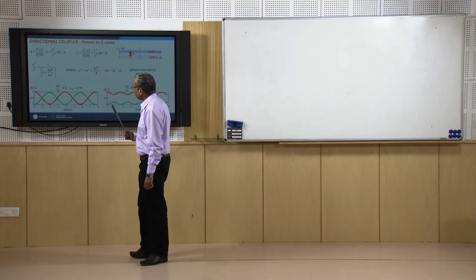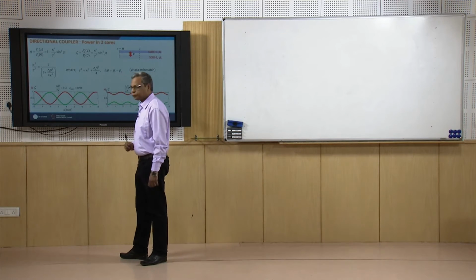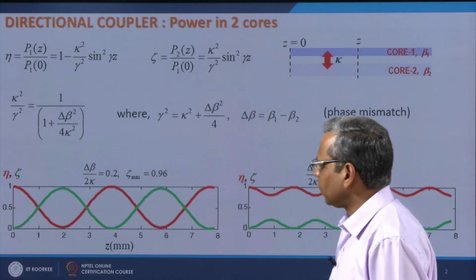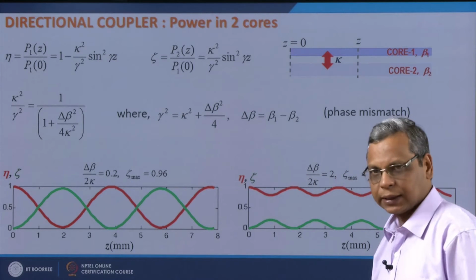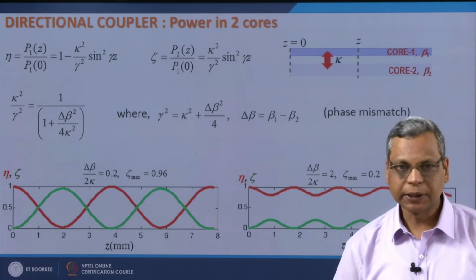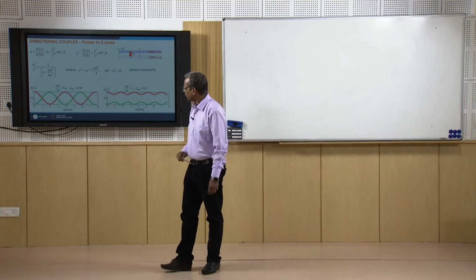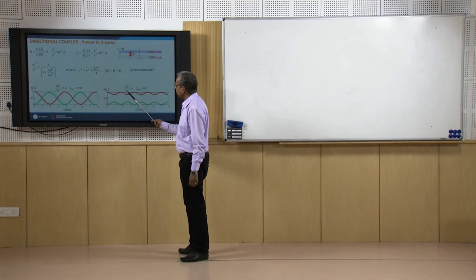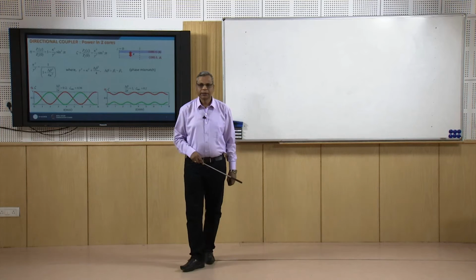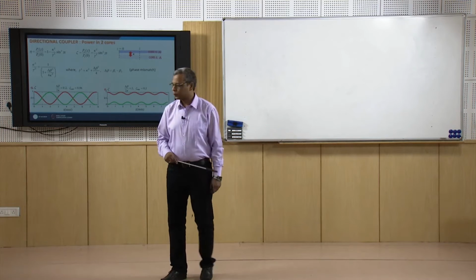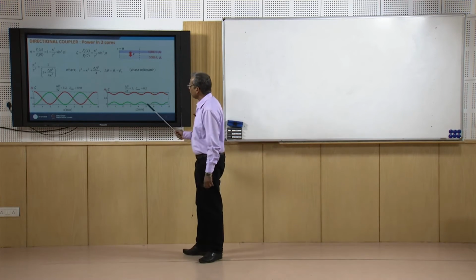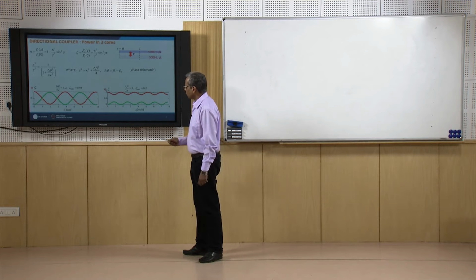What we had seen is that if delta beta over kappa is small, then we can have maximum coupling of power from one core to another core. This zeta max can be close to 1, and if delta beta is equal to 0, then we can have 100% coupling of power from core 1 to core 2. But if this phase mismatch delta beta is substantial, then we cannot have 100% transfer of power from core 1 to core 2 as shown here. So, for delta beta over 2 kappa equal to 2, the maximum power that can be coupled from core 1 to core 2 is 20%.